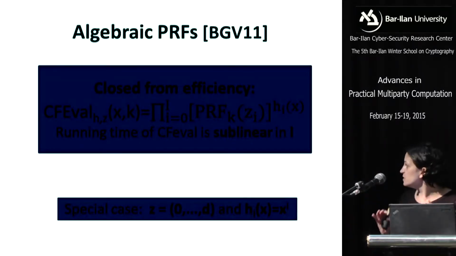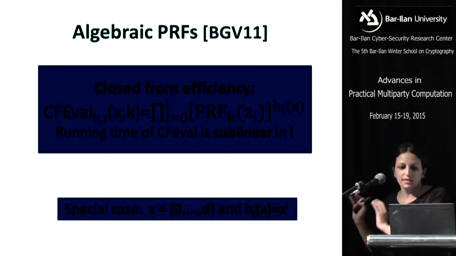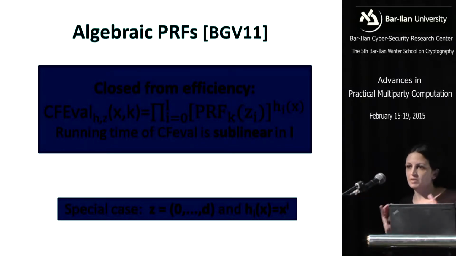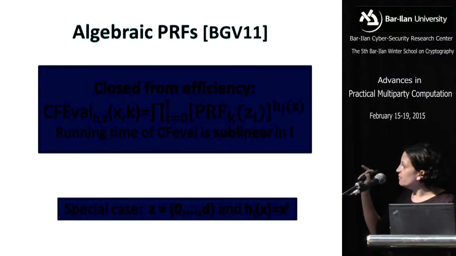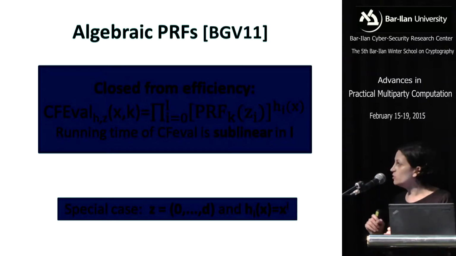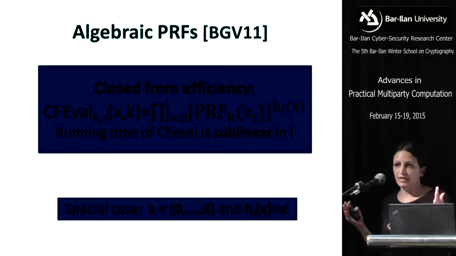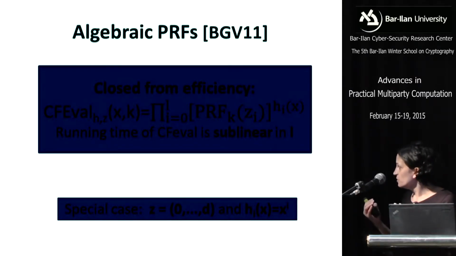This is very simple. Let's look at it very slowly. Here I use the same notation as the BGV paper, so if you want to look at the paper later, it will be easier for you. There's this Eval function, which is exactly the batch computation. Here we have a product of a bunch of PRFs, and this function is parameterized by two vectors, h and z.